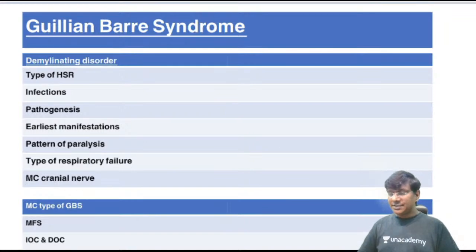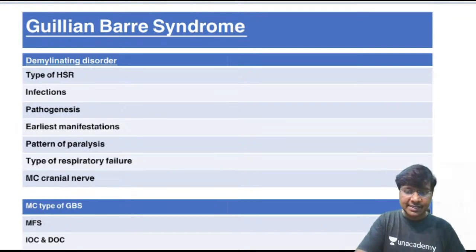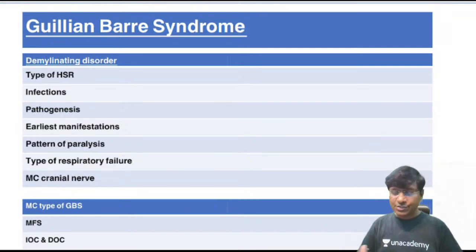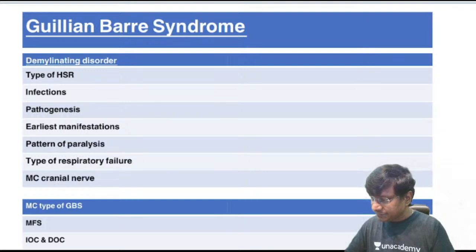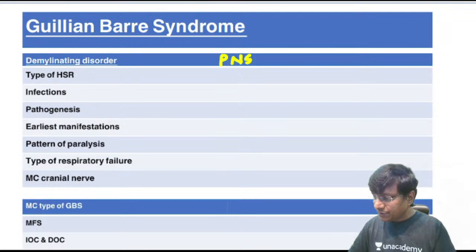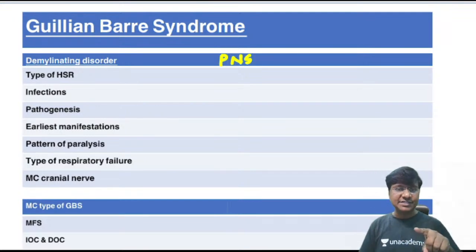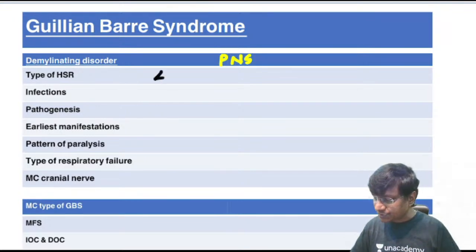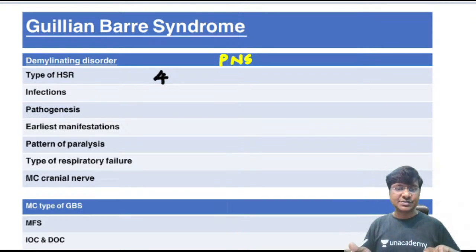Now let us start with the very important topic, that is Guillain-Barré syndrome. First of all, you need to know that it is a demyelinating disorder of the peripheral nervous system. It is not a demyelinating disorder of the central nervous system. And you need to know what type of hypersensitivity reaction Guillain-Barré syndrome is. It's a delayed hypersensitivity reaction.